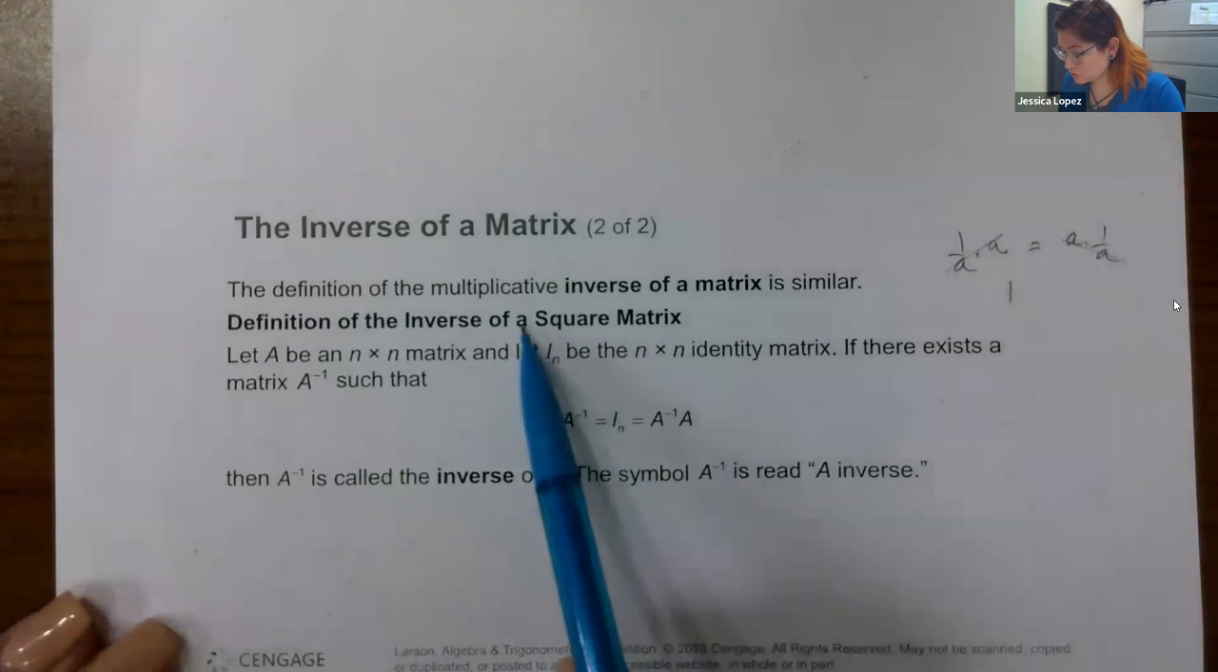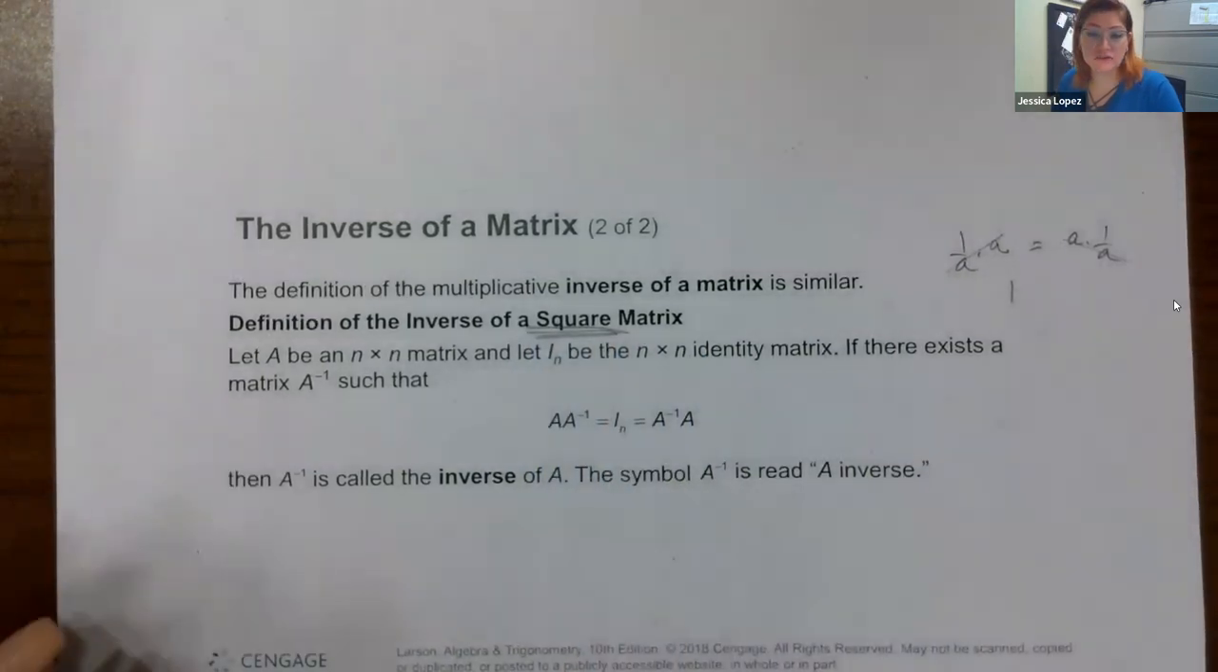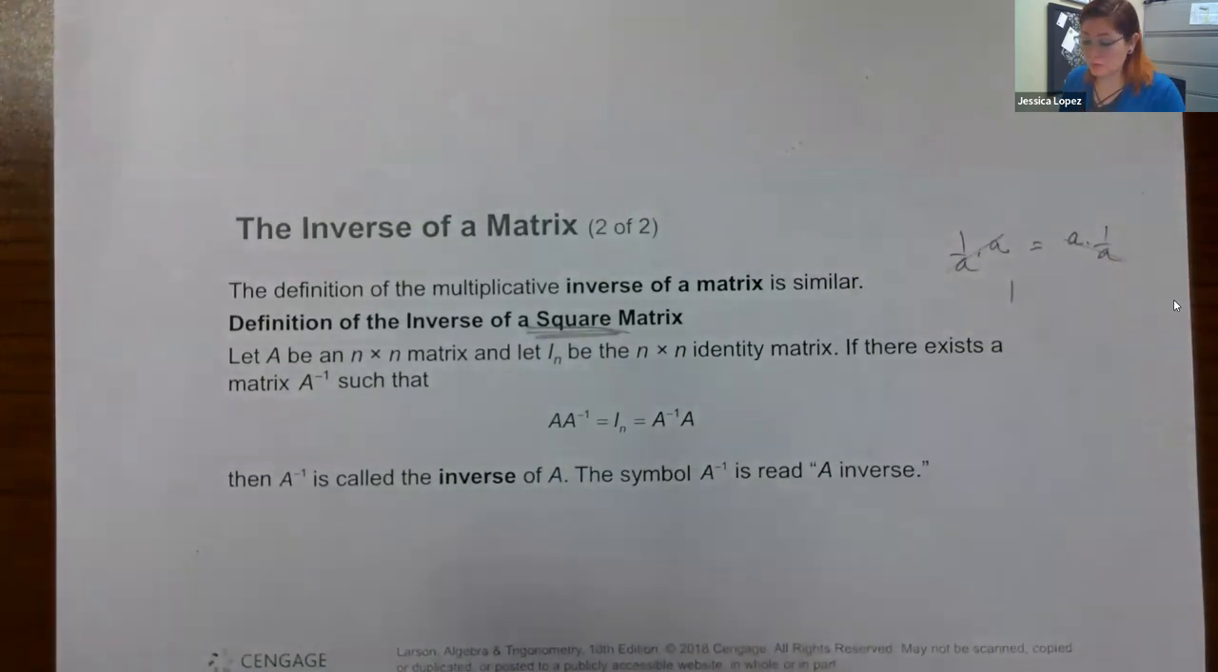So it is important that you realize that you can only take inverses of square matrices. So there'll either be 2 by 2s, 3 by 3s, 4 by 4s, and so forth, okay?